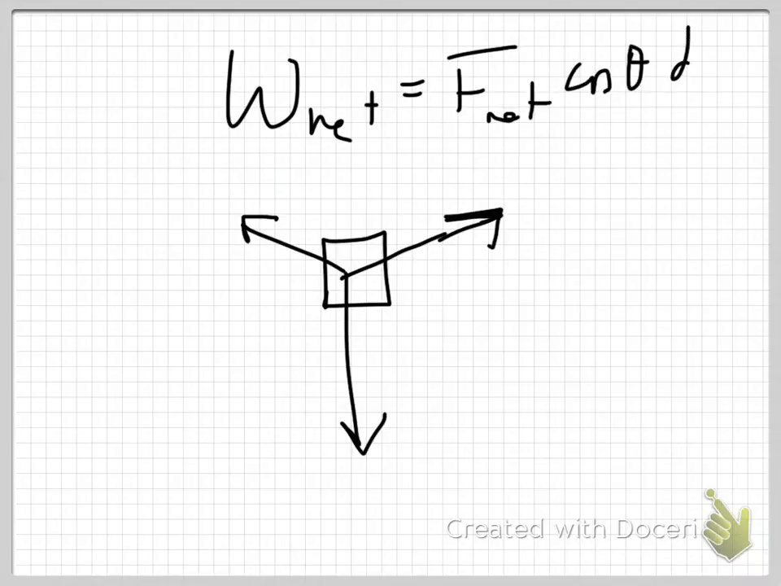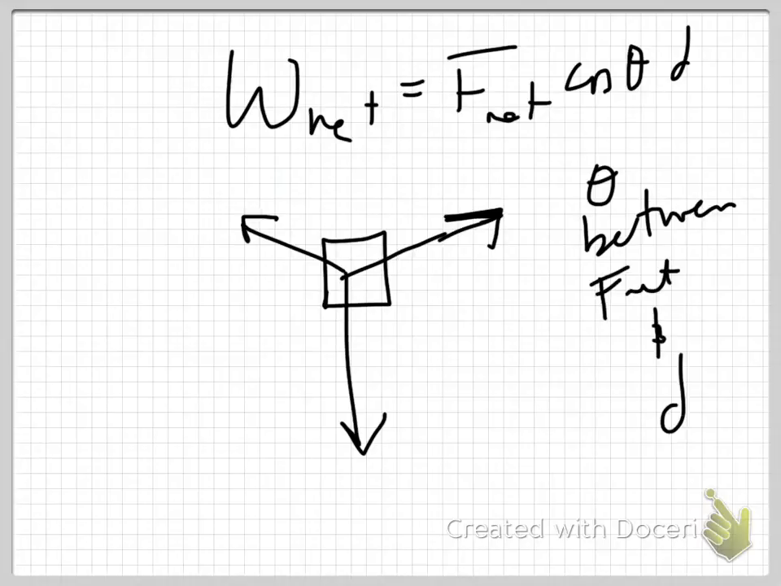So the thing to remember is that this is theta between net force and d. So you have to find the net force. Now in this case you would have two different thetas because you have an angle here and an angle here. You would be using each of those thetas to find the components to do your sum of forces.